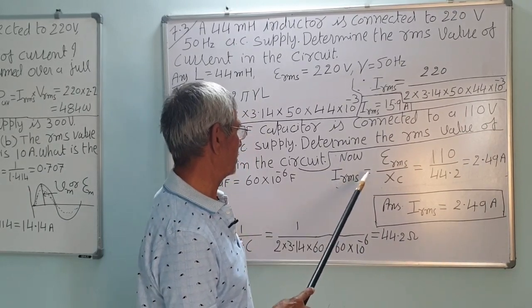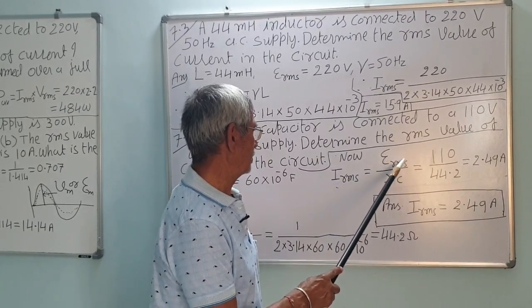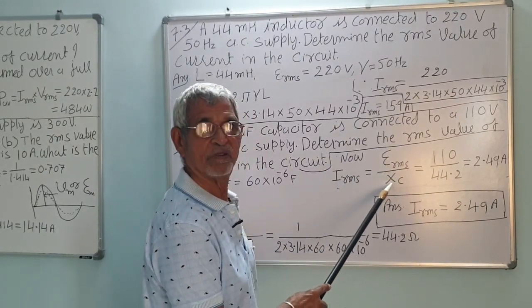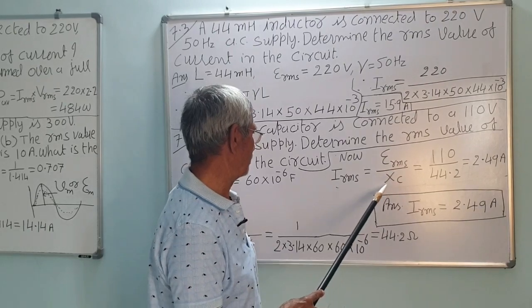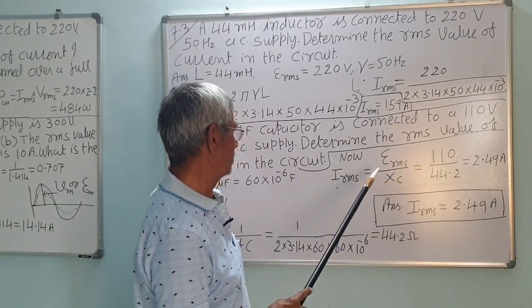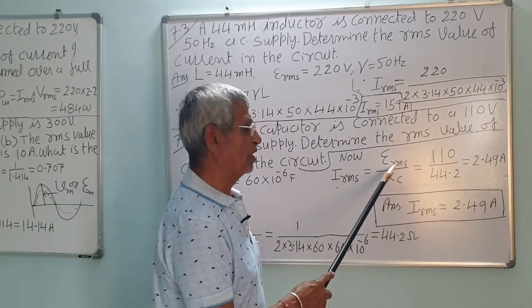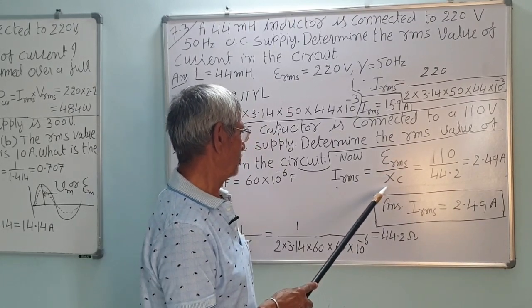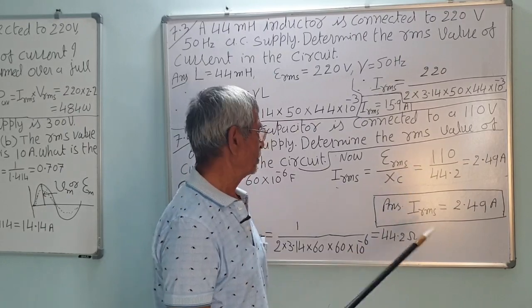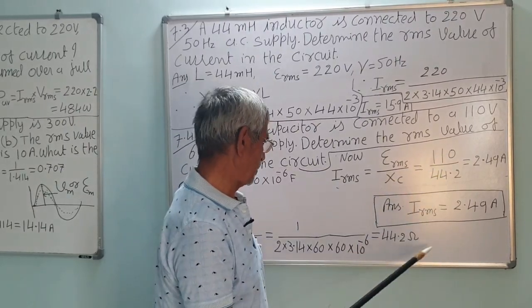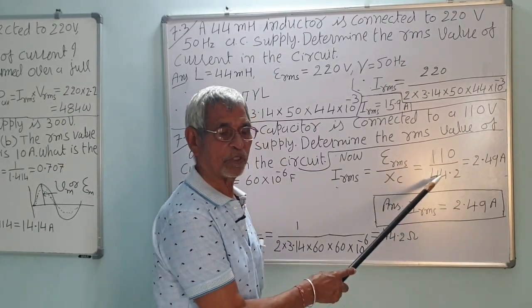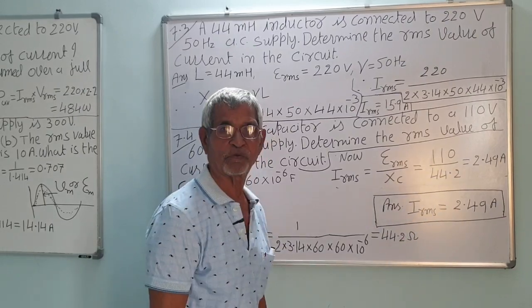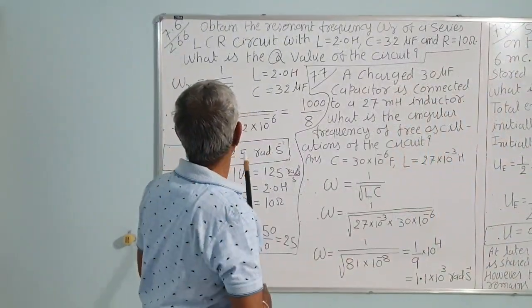Now, I RMS is equal to, as before, E RMS upon XC. E or V, both symbols are used, correct. In some books E0 and I0 are also used for maximum current and voltage. So it is equal to 110 upon 44.2, that is the resistance, and that comes to about 2.49 ampere.